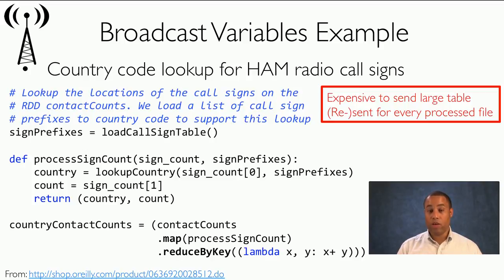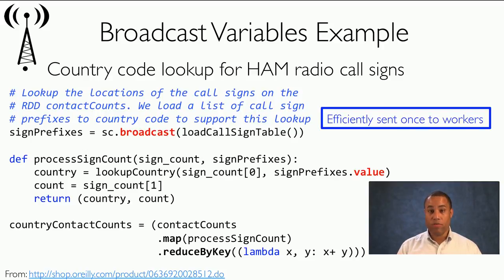What that'll do is when that runs, Spark will automatically create a closure containing process sign counts along with sign prefixes, that large table that we just created, and send that to the worker. If we now want to process a second contact counts RDD, it'll repeat that process all over again of constructing the closure of the function along with this large call sign table. So that can be very expensive. This table is very, very large because it's being sent every time we process the file.